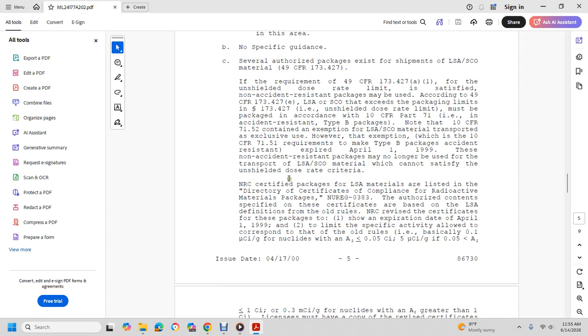The Nuclear Regulatory Commission certified packages for LSA material, with the list of the directive of the certificate, compliant with the radioactive material, such as the Neurogem GL383, with the authorized content specified in the certificate based on the LSA definition. With all the new NRC rules, revised certificates of these packages show the expiration date April 1st, 1999. Limits of the activities allowed correspond with the old rules.